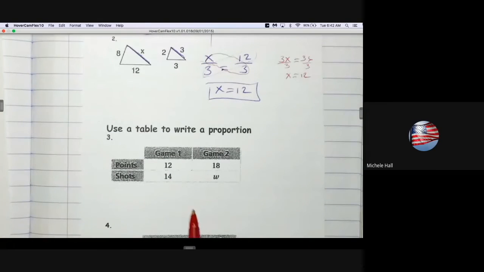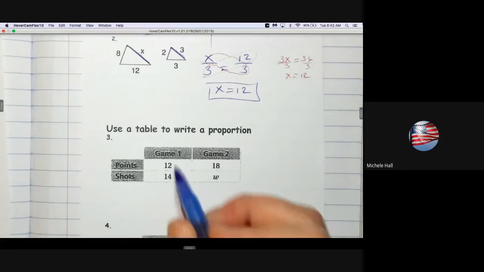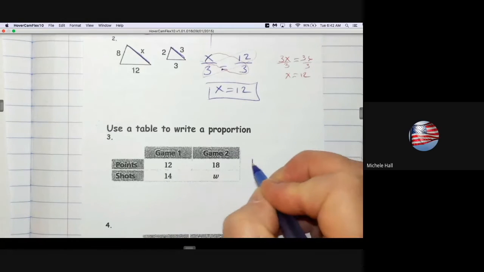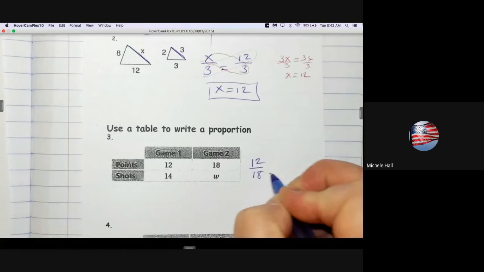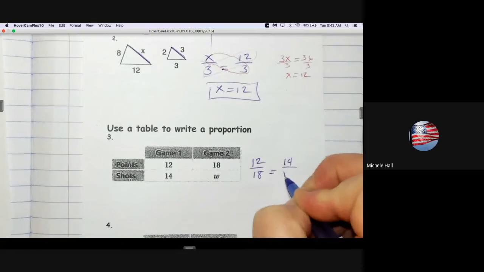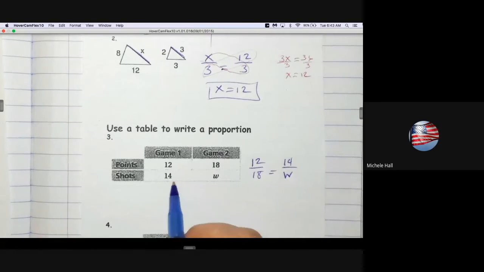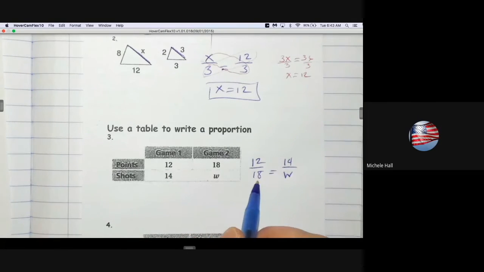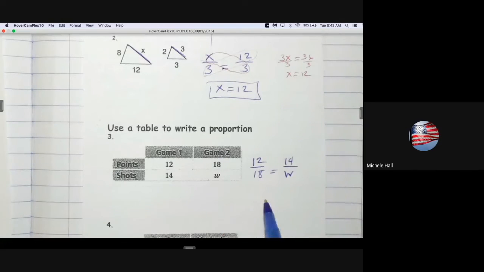Use a table to write a proportion. Here's our variable. Again, there's many different ways that you can write proportions. Let's go with game 1 is to game 2. 12 is to 18 as 14 is to W.